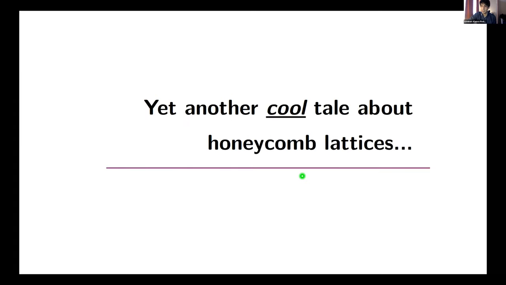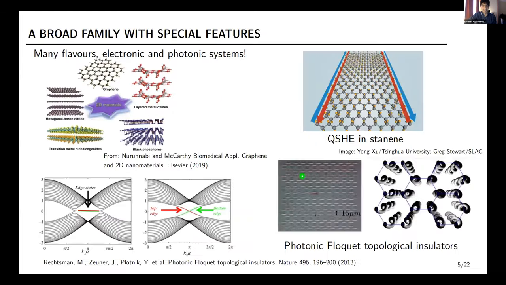So this is another cool tale about honeycomb lattices. Perhaps some of you are quite tired of this because it has been quite trendy in the last years. So this is a very broad family with special features. To get a grasp in a nutshell, we have graphene, or we have some heavy materials that induce intrinsic spin-orbit coupling or Rashba patterns. For instance, we have stanene, which exhibits a quantum spin Hall effect.